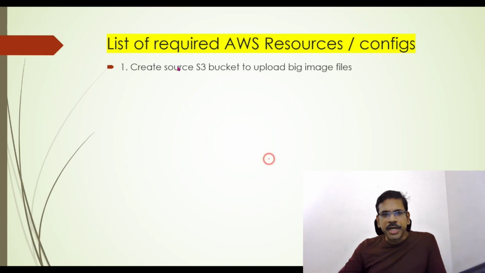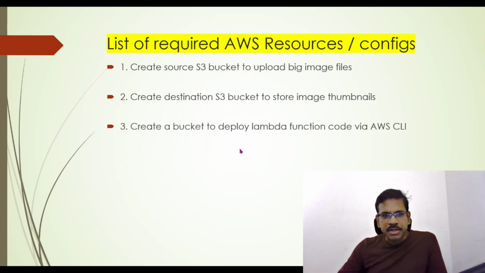First of all, we need to create a source S3 bucket. This is where we have to put all our uploads, big image files. The application will send images to this bucket, the source S3 bucket. Then we'll go and create another bucket. This is a bucket which will carry the thumbnail. So we can say this is a destination S3 bucket to store thumbnail images.